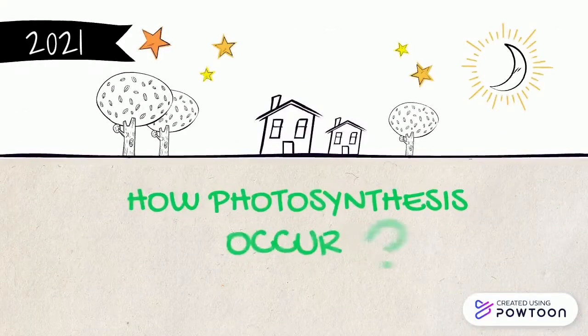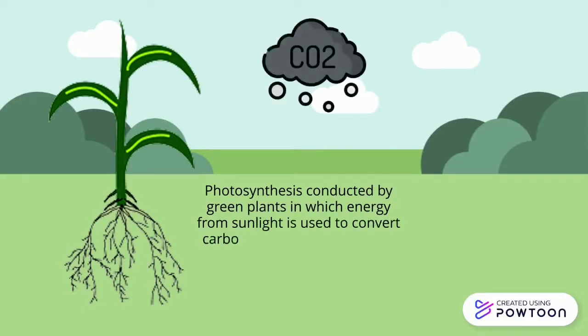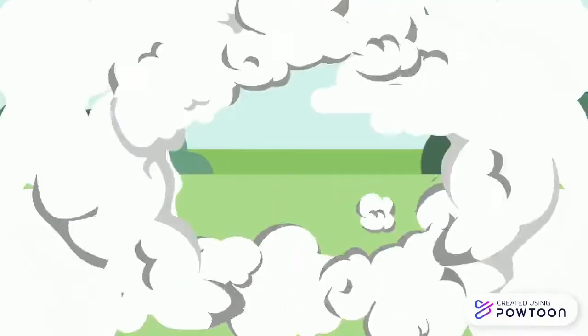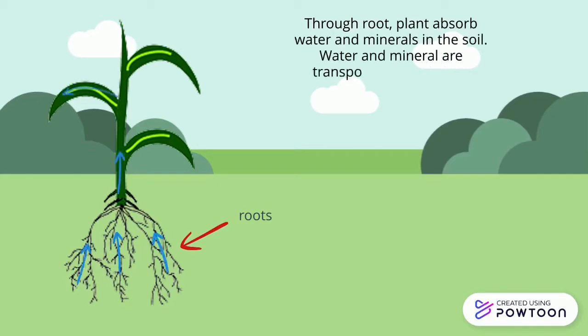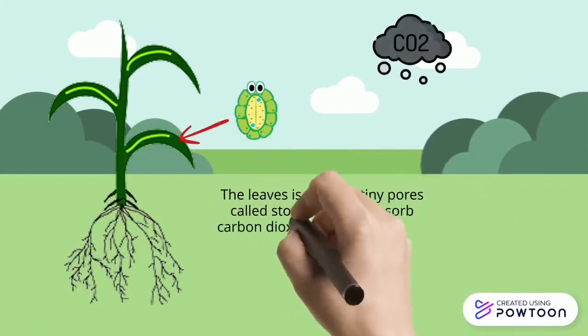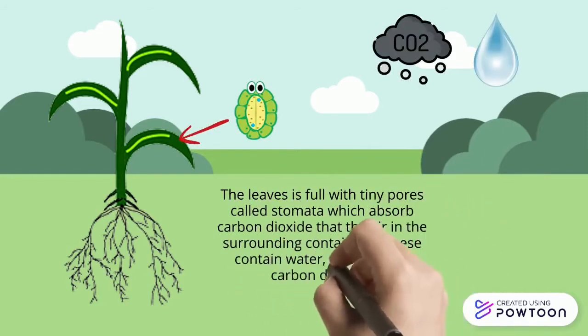How does photosynthesis occur? Photosynthesis is conducted by green plants, in which energy from sunlight is used to convert carbon dioxide and water into organic molecules, which is sugar, needed for growth. Through roots, plants absorb water and minerals in the soil. Water and minerals are transported up the stem, reaching the leaf. The leaf is full of tiny pores called stomata, which absorb carbon dioxide that the surrounding air contains. All these contain water, minerals, and carbon dioxide.